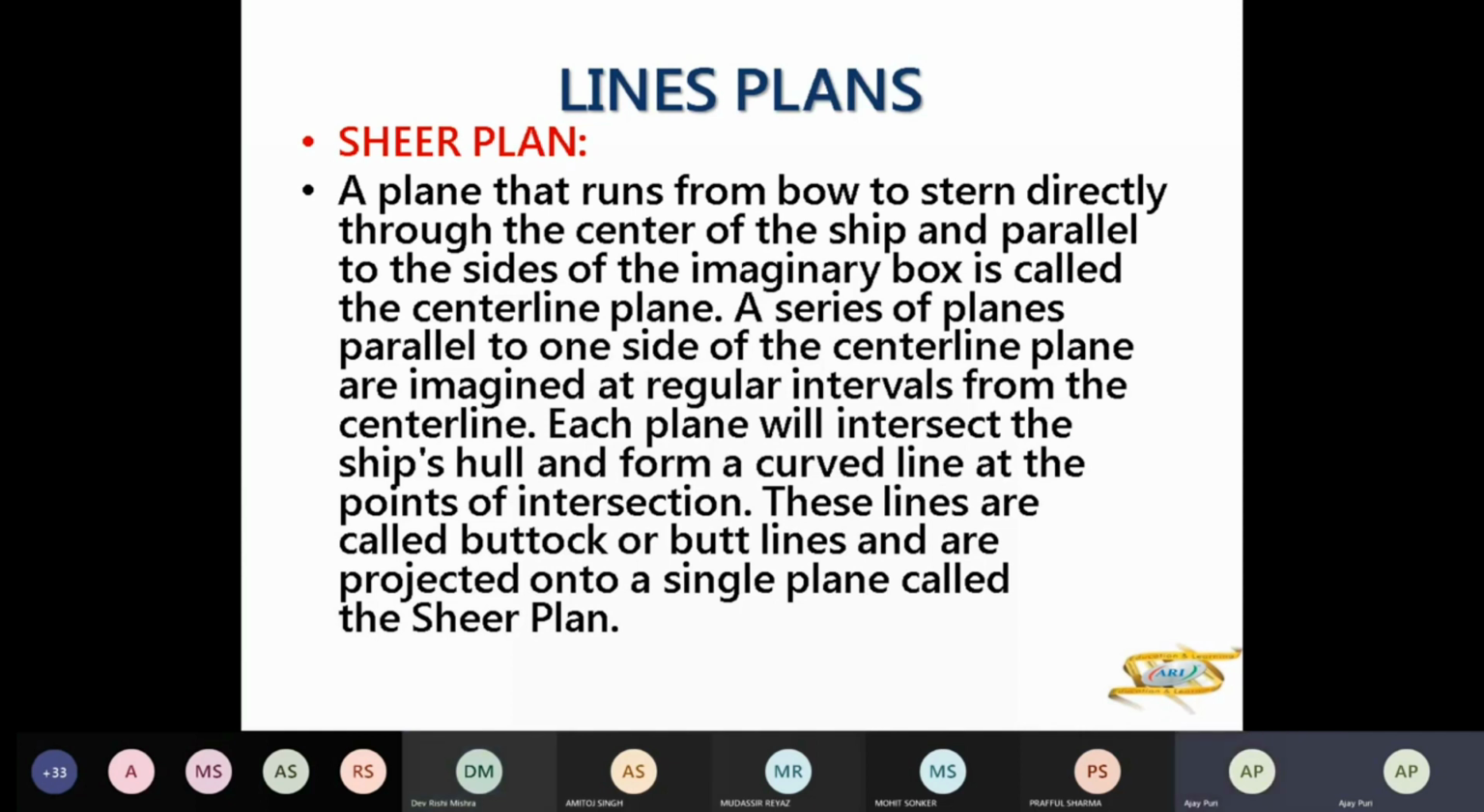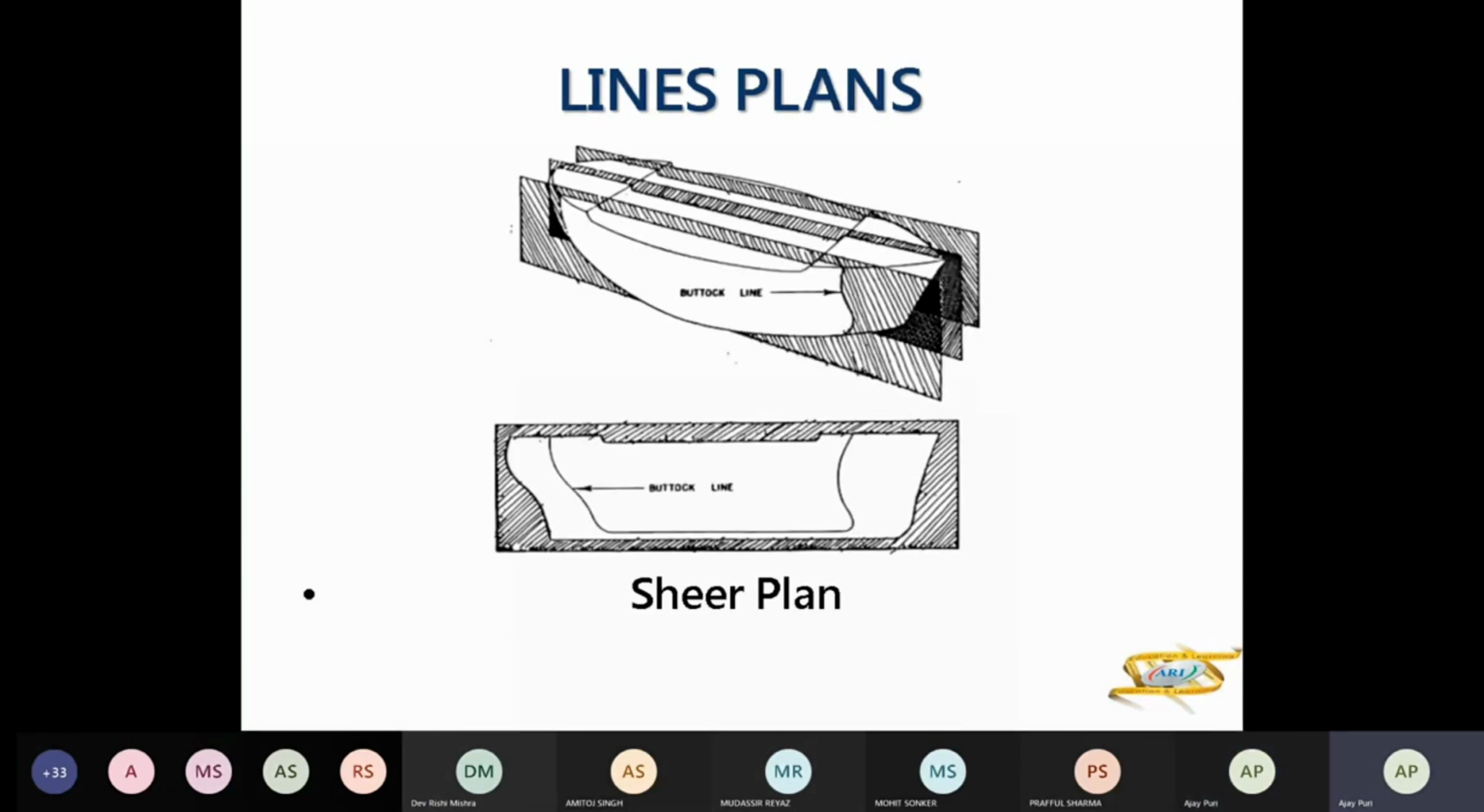Now we come to the sheer plan. In the sheer plan, your planes which are orthogonal, or perpendicular to the ship's hull, are cutting the ship longitudinally into various sections. You're starting from the center line, not midship, towards the starboard side. So the center line curve coming here will be projected like this. When you're coming towards the starboard side, the curve will become shorter.